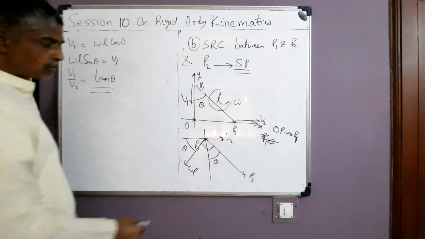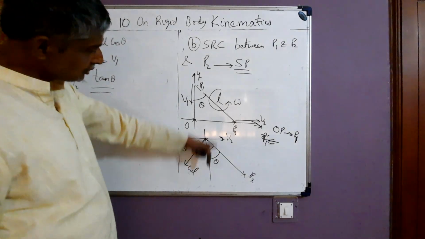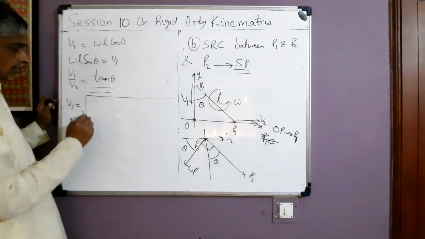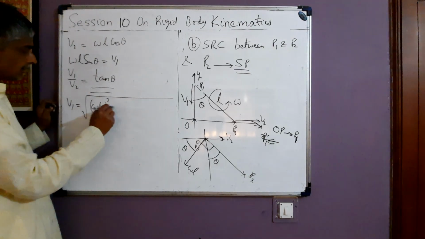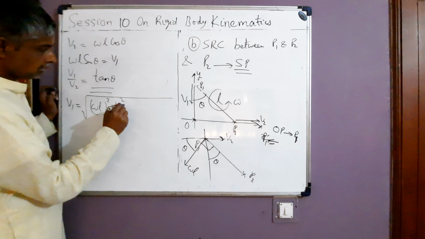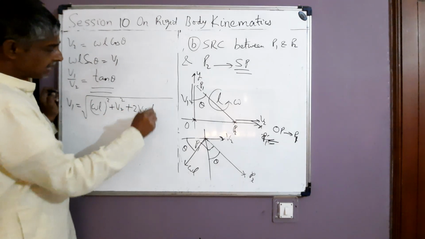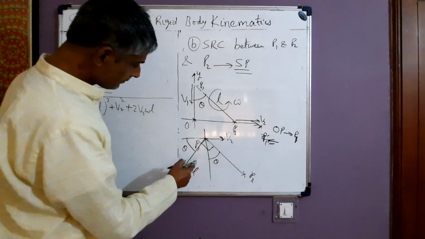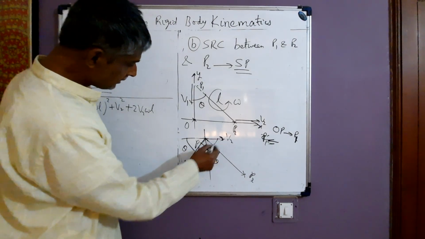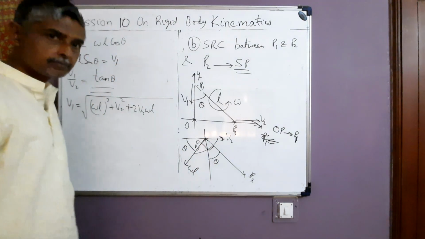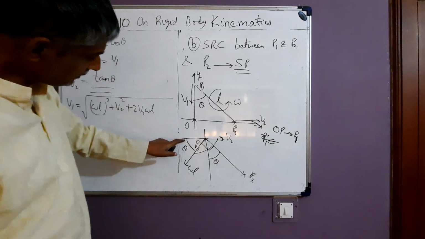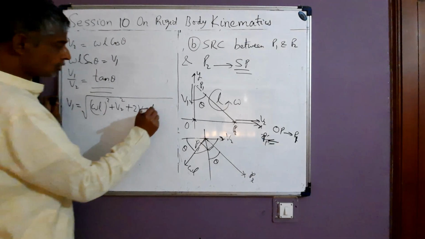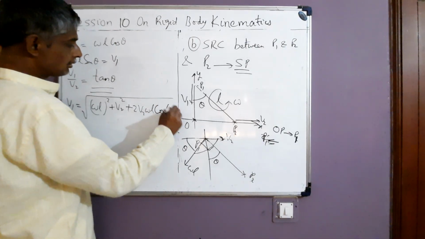Or alternatively, we can also apply the parallelogram law. The resultant of these two is V1 in downward direction. So V1 we can write as: omega L whole square plus V2 square plus 2 V2 omega L cos of the angle. The angle becomes how much? This is theta, so this angle becomes pi minus theta. You can see it: V2 is here, omega L here. This is theta, so this becomes pi minus theta. So cos of pi minus theta.